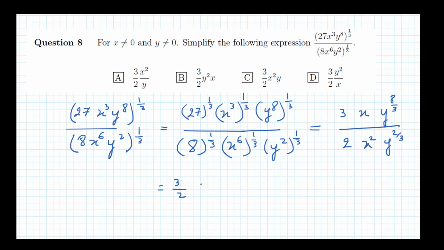Now if we split this fraction in 3 fractions, 3 over 2 times 1 over x times y to the power of 8 over 3 minus 2/3, which is equal to 3 over 2 times 1 over x times y to the power of 2. So the final answer is 3 over 2 times y squared over x. So the answer here is G.